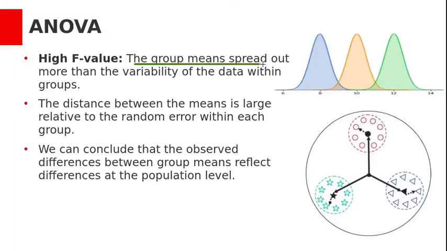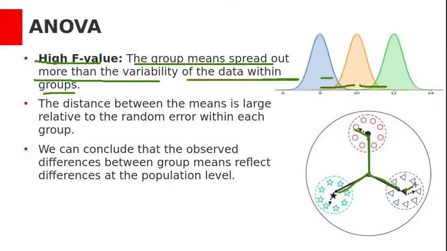The group means are spread out more than the variability of data within groups. These group means are more spread out than this within group variability. In this kind of scenario, F value will be high. The distance between means here is large compared with the random error within the groups. So we can conclude that differences between group means reflect differences at the population level also.